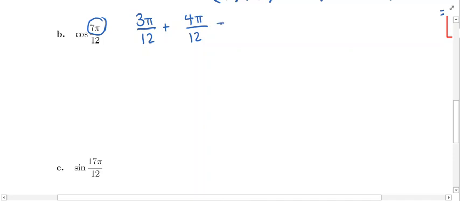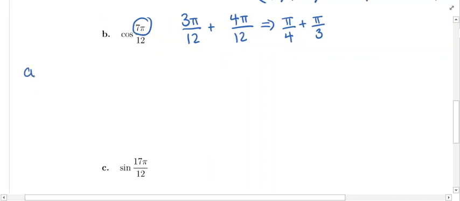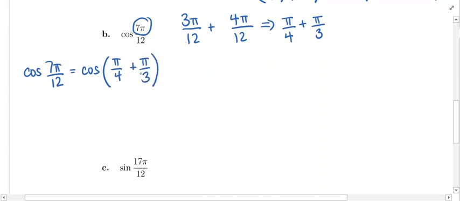Okay, so if you look at this, these guys reduce. 3 pi over 12 is the same thing as pi over 4. And then we're adding 4 pi over 12. That's pi over 3. So that's what we're going to use here. The cosine of 7 pi over 12 is going to be the same thing as the cosine of pi over 4 plus pi over 3. If you add pi over 4 plus pi over 3, you're going to get 7 pi over 12.